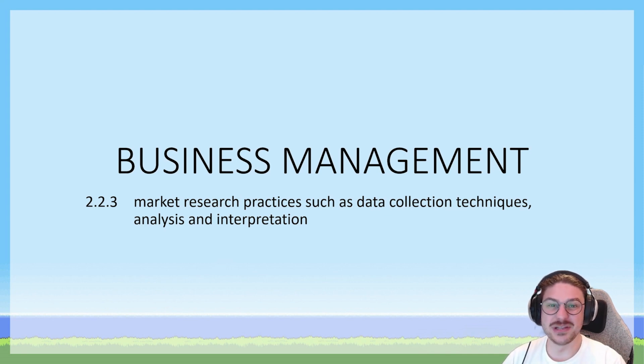In today's lesson, we're looking at key knowledge point 223. That is unit 2, area of study 2, and the third key knowledge point for this area of study. Today specifically, we're looking at market research practices, such as data collection techniques, analysis, and interpretation.